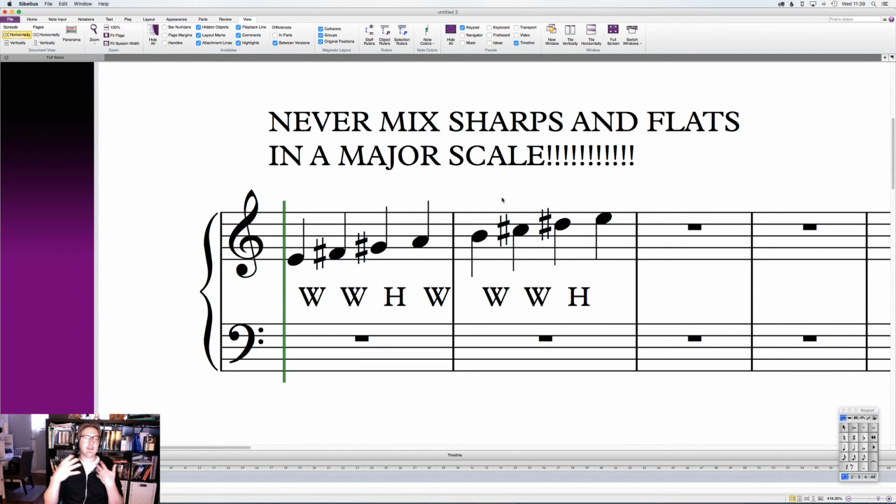So that's sort of a little hint as far as what do I do as I'm building? Never mix sharps and flats in a major scale. They don't exist. You don't need to worry about it. When we get to minor, particularly harmonic and melodic minor, we may have some that have both. But right now, in major, we don't. Let's do another one.